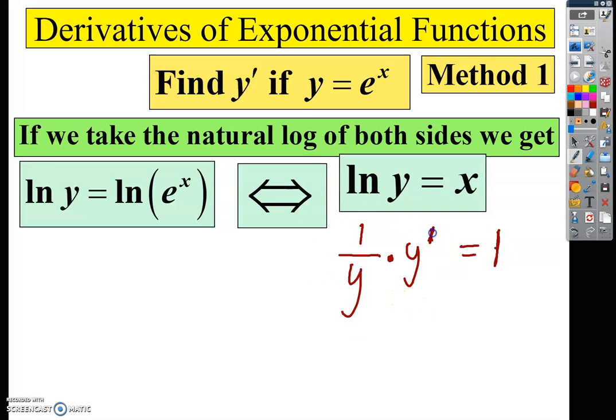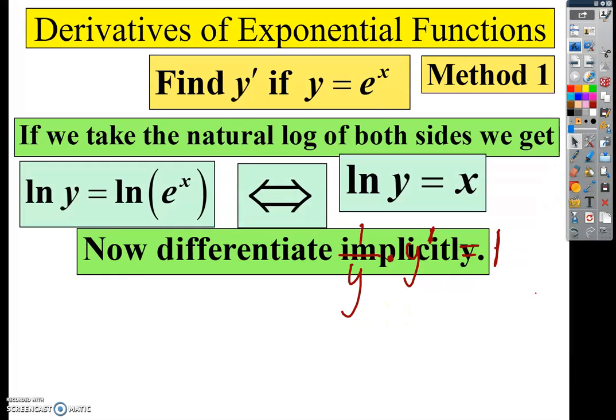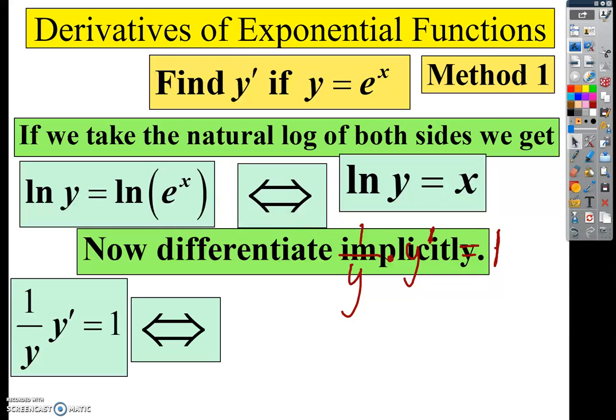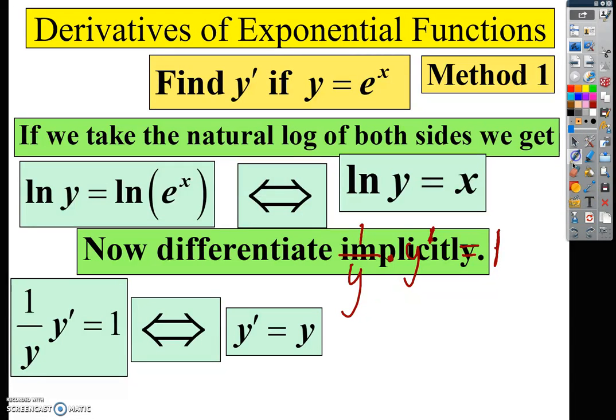And so, right? And so multiplying both sides by y, we have y prime equals y, which is bizarre. How did that happen? When is a derivative ever equal to itself?